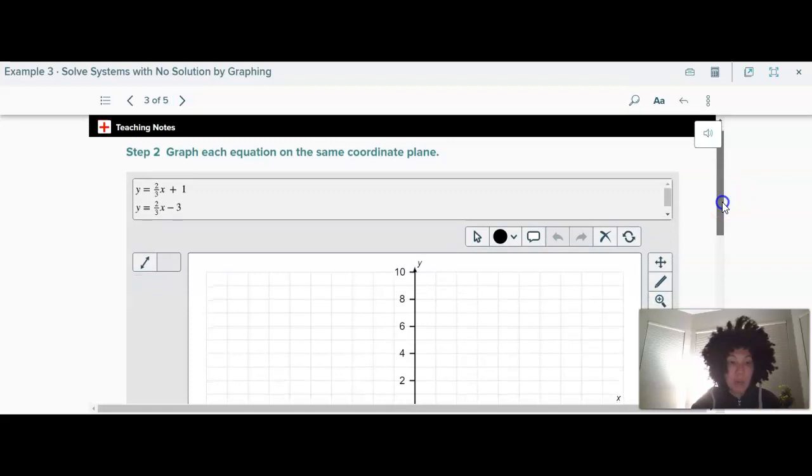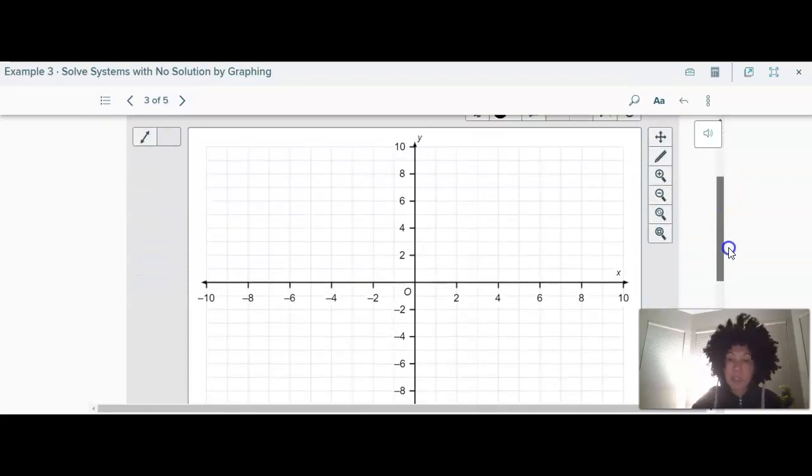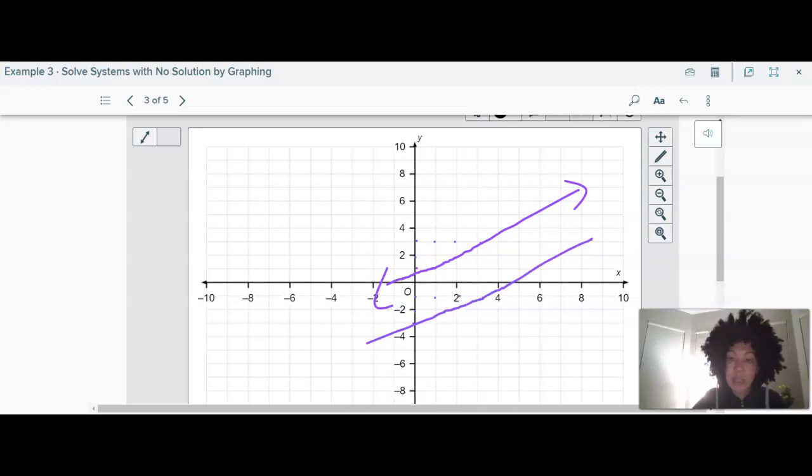Now we have y equals 2/3 x plus 1 and y equals 2/3 x minus 3. So 2/3 x plus 1 is right here. I'll go up 2 over 3, and there's that line. And then minus 3 is the next one. Go up 2 over 3, and there's that line. If you graph it well, especially with a straight edge, which I can't really do on the screen, you can see that those lines are parallel, they'll never intersect.